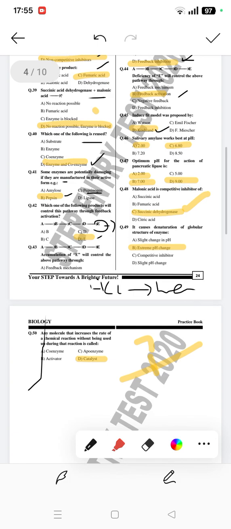Then, it causes degeneration of the globular structure of the enzyme. Because of extreme pH, denaturation occurs. This means they start denaturing, and that happens when the pH is extreme, like when we are boiling or anything like that. A chemical, any molecule that increases the rate of a chemical reaction without being used up in that reaction.